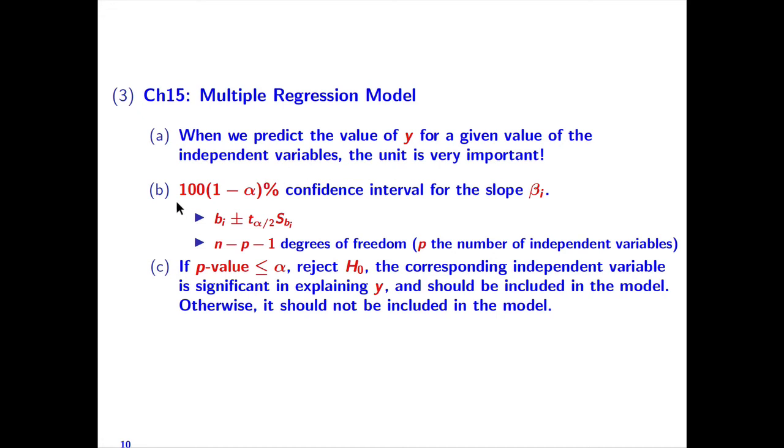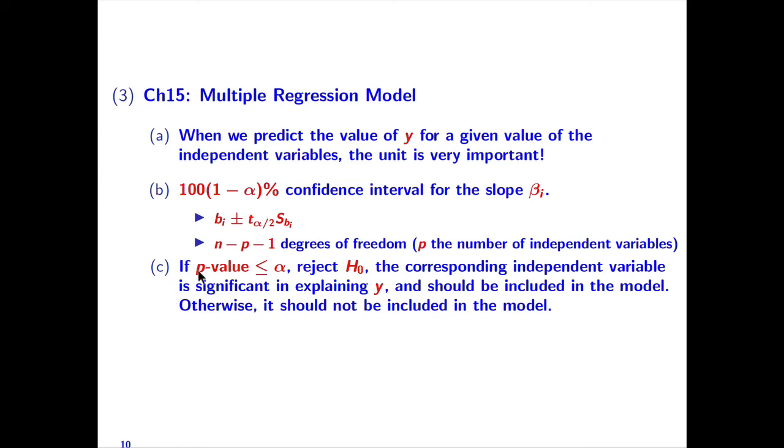B. This 1 minus alpha % confidence interval for the slope beta i is given by this equation: bi plus or minus t of alpha over 2 times Sbi. And you can find bi, Sbi from the Excel output. And to find the critical value, the degrees of freedom will be n minus p minus 1, where p is the number of independent variables or number of x's. N is the sample size.